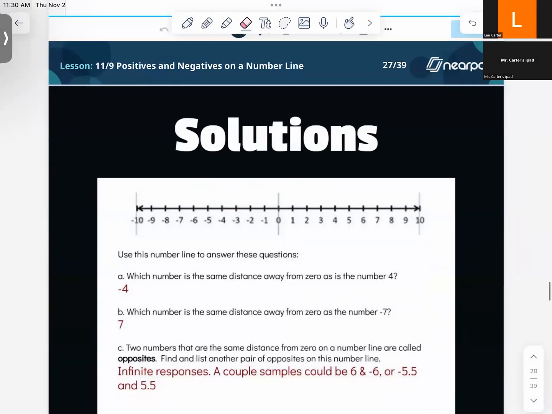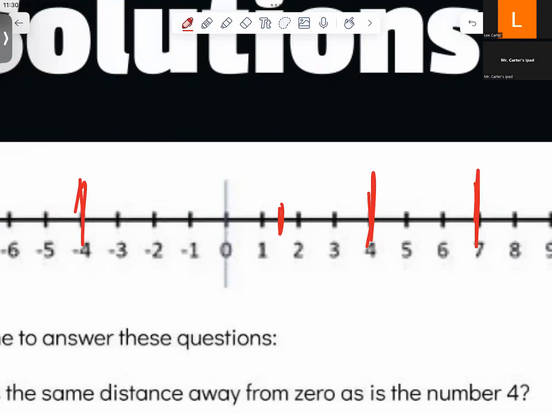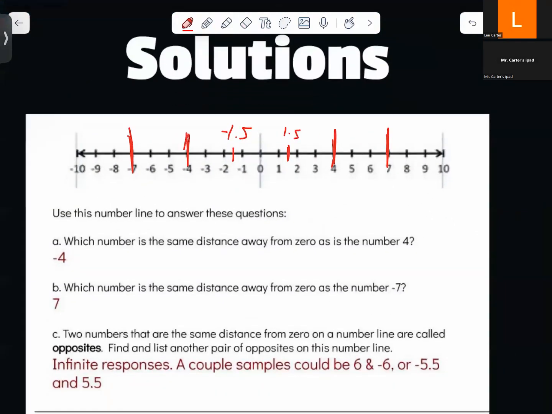So our solution would be, all right, 4 is 4 away from 0. Well, you went 4 that way. If you go 4 this way, you'd be at -4. From -7, well, that's 7 away from 0, so its opposite would be +7. And then two numbers that are the same distance from 0 on a number line are called opposites. So you could have, say, 6 and -6, or you could have one that's a decimal or a part, like 1.5 right here. The opposite of 1.5 would be -1.5. Those are opposites. They just have the different sign. Okay.